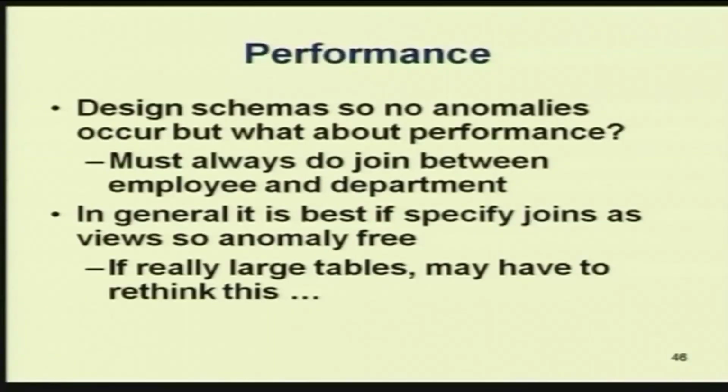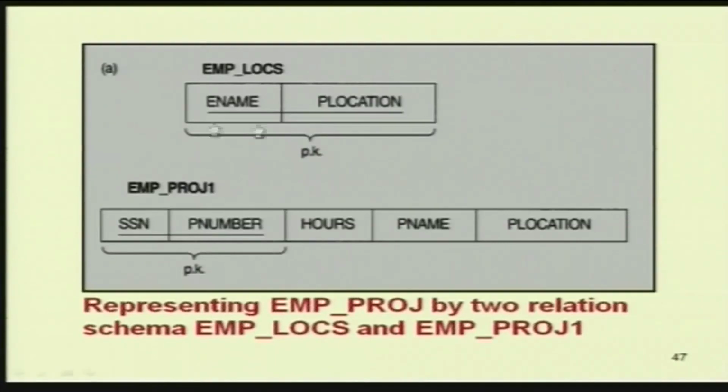Lossless join will guarantee that there are no spurious tuples, so you have to design with an equi-join. We will come to this in detail later, with an equi-join on the primary key and a foreign key. So, design the schema so no anomalies occur, but what about performance? You must always do a join when you want to answer a query. So it is best to specify joins as views so that anomalies can be avoided.